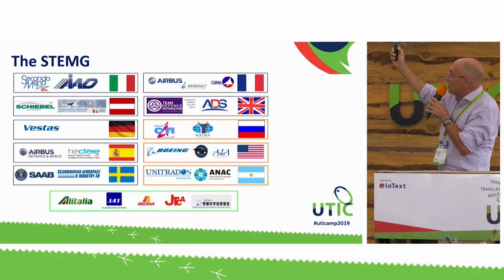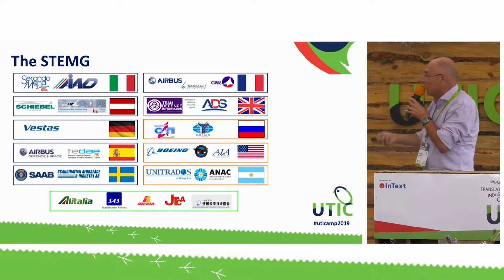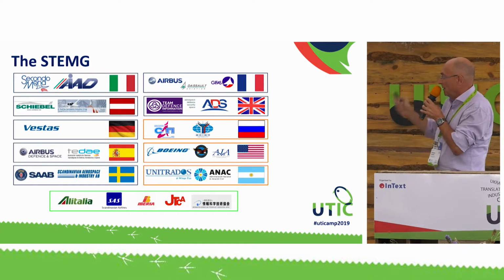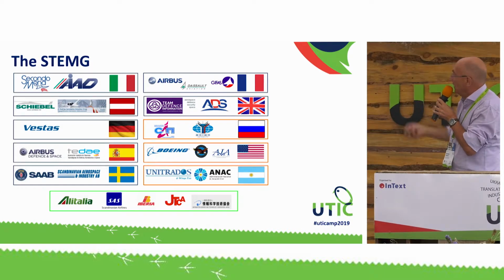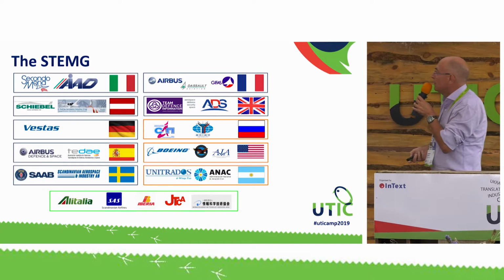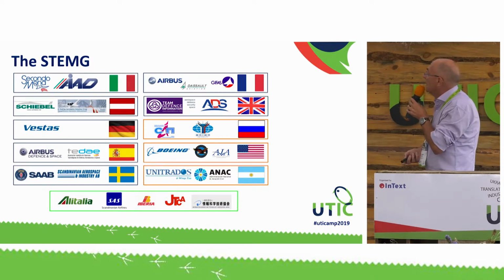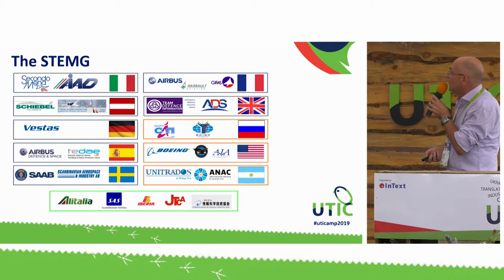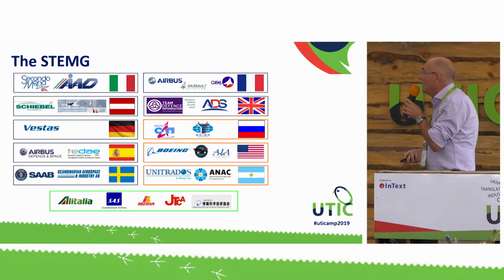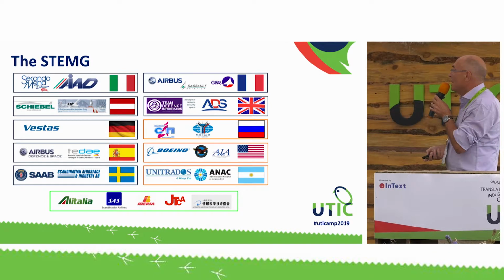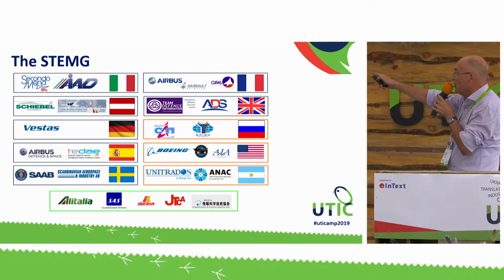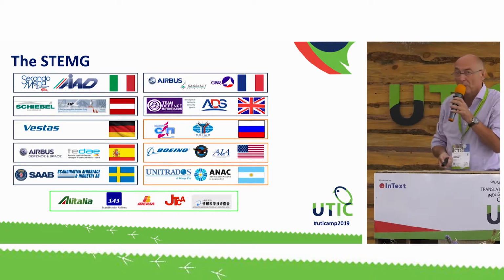This is the composition of the STMG. You can see that it's composed of different countries. We have Italy, Austria, Germany, Spain, Sweden, France, UK, Russia, the United States of America, and Argentina. And then we have also some associate members.